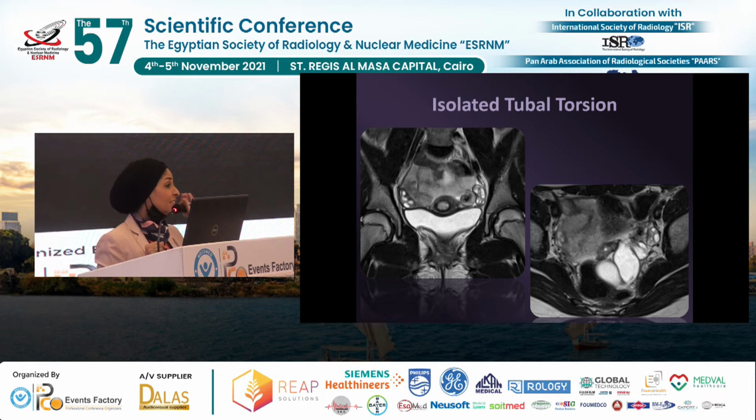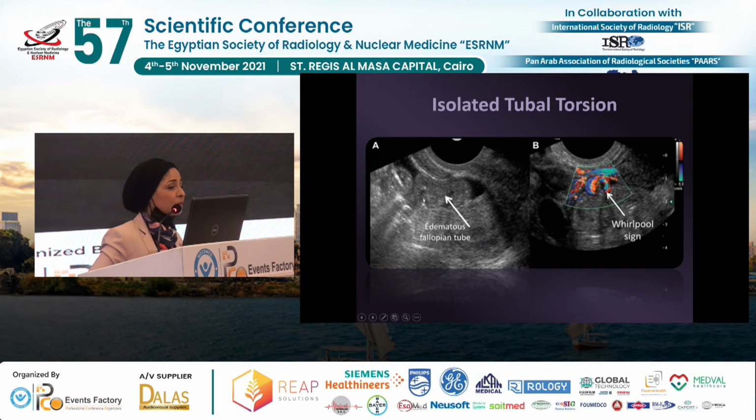Another entity that's rare but sometimes can be spotted is what we call the isolated tubal torsion. You're going to find a twisted pedicle, but your clue here would be that you're going to have a normal sized ovary. The ovary would not be edematous and it would not increase in size. The problem is that sometimes it's a little bit difficult to identify by ultrasound. You would find only the whirly appearance and you do not identify the ovary that much. Okay, is it torsion ovary or not?